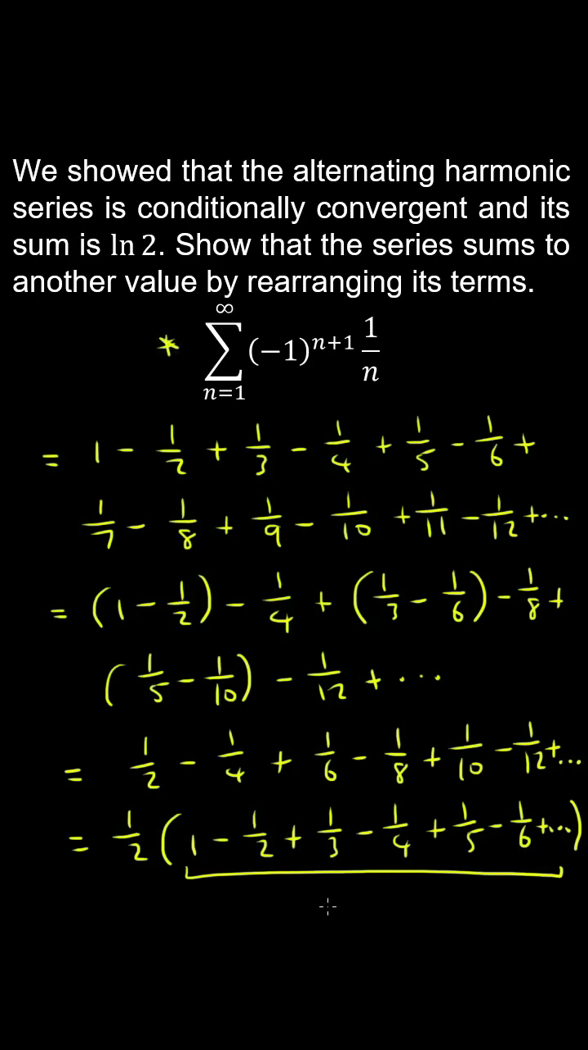which has a sum of the natural log of 2. So by rearranging this series as follows, we obtain a sum that's half of the natural log of 2, which is not equal to the sum of the original series.